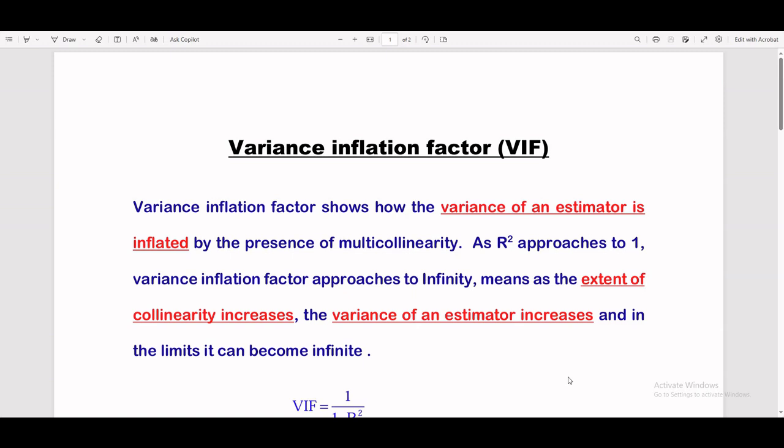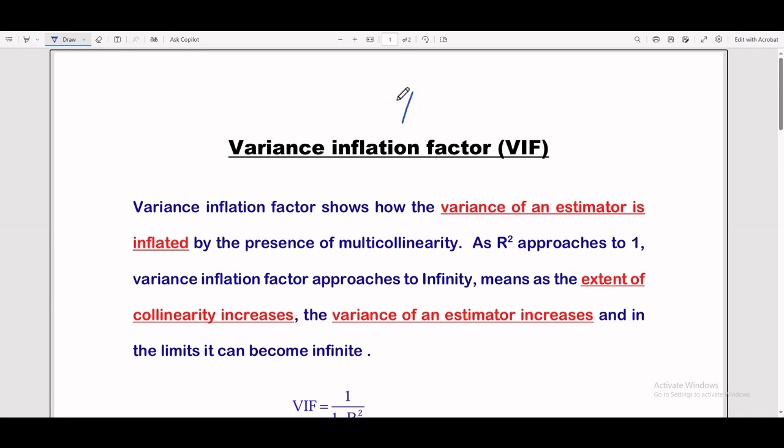In this video, I explain variance inflation factor, its interpretation, and the impact of high variance inflation factor on the dataset. So now let's start. Variance inflation factor is used to determine the presence of multicollinearity. It represents how the variance of an estimator is inflated by the presence of multicollinearity.